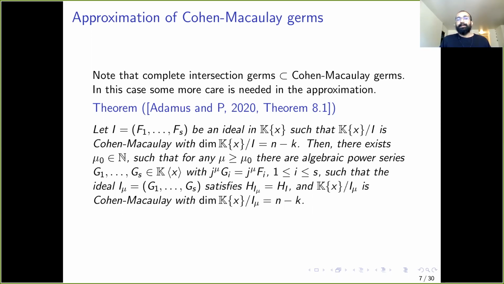So when we move to the class of Cohen-Macaulay germs, something interesting happens in that we don't have the sort of strong result that we have in the complete intersection case. In this case, just any approximation doesn't work and some more care is needed in order to construct these approximations. Specifically, the result that we have is that if you have an ideal I generated by f1 through fs, such that the quotient k⟨x⟩/I is Cohen-Macaulay with dimension n minus k, then there exists an integer μ0 such that for every μ greater than μ0, there are algebraic power series g1 through gs that agree with the fi up to order μ, such that the ideal I_μ generated by g1 through gs has the same Hilbert-Samuel function as the ideal I, and the quotient k⟨x⟩/I_μ is Cohen-Macaulay with the same dimension as the quotient k⟨x⟩/I.